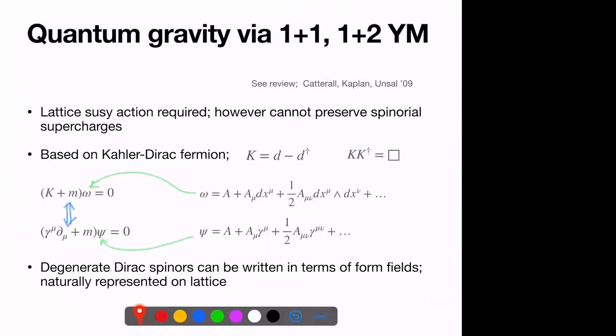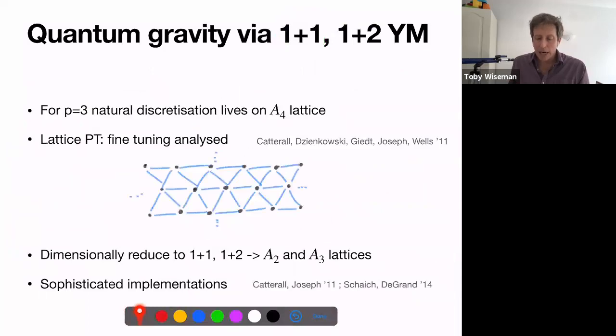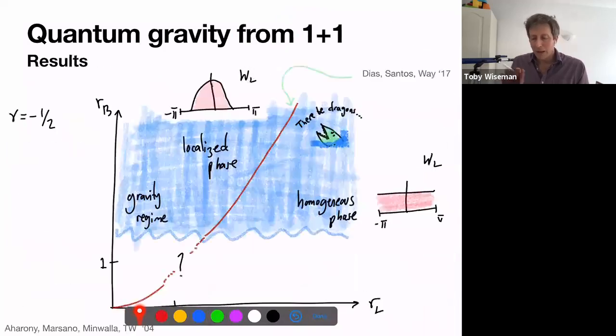I really don't have time to discuss this. Let me skip quite a few details. When you are in high dimensions, 1+1, 1+2, you have to worry about putting your supersymmetric theory on a lattice and preserving supersymmetry in the continuum. And there's a sort of old story now, it's quite 15 years old or so, on how to do that.